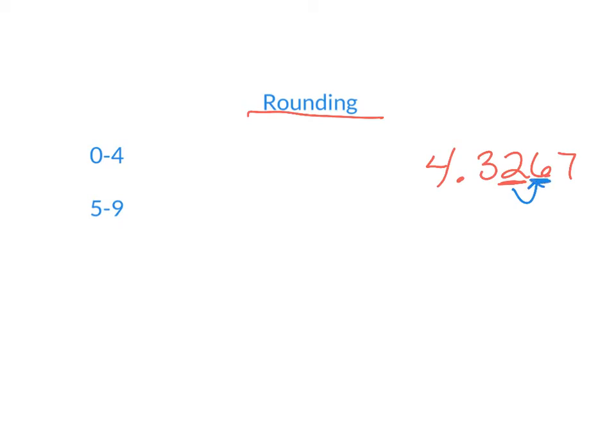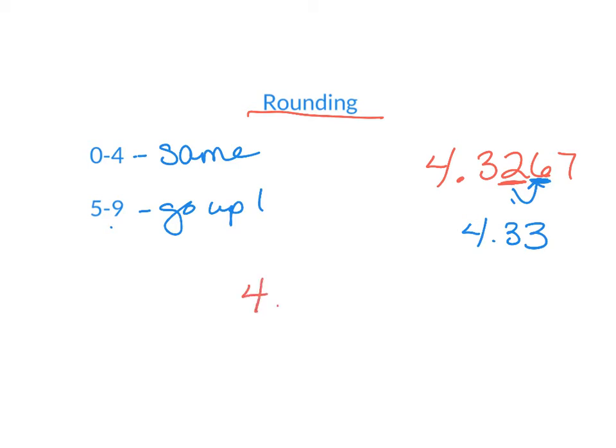What does this 6 do to the 2? If it is 0 through 4, it stays the same. You leave it alone, you don't do anything. If it's 5 through 9, you go up 1. So this is 6, it's 5 through 9, so instead of 3, 2, I'm going to have 3, 3. Let's do another one quick.